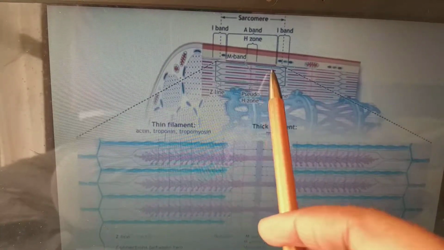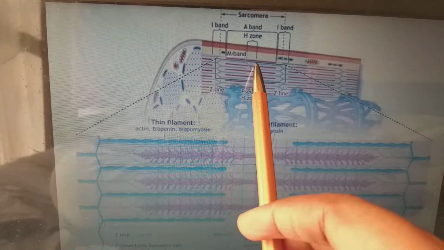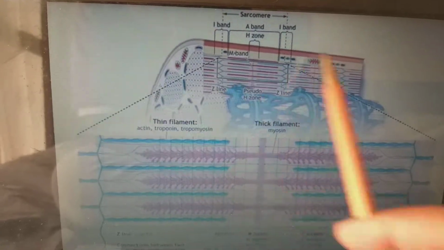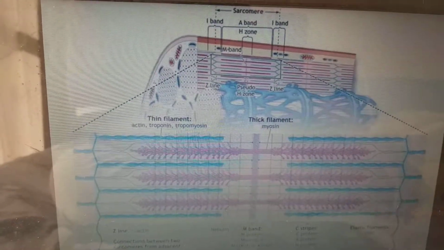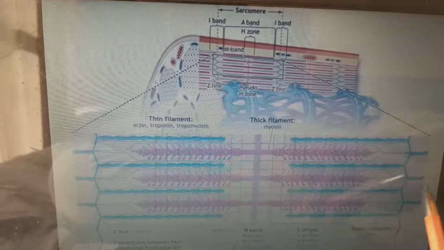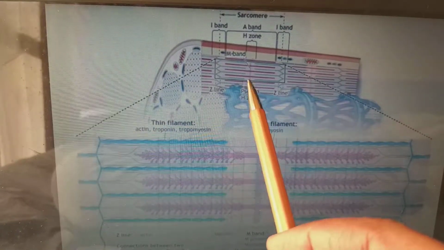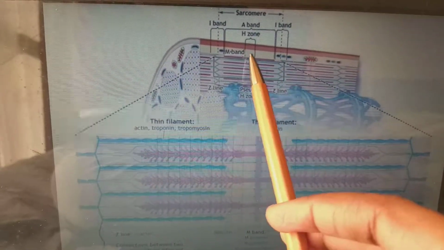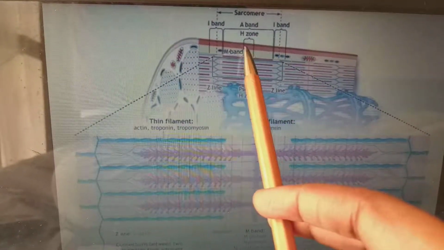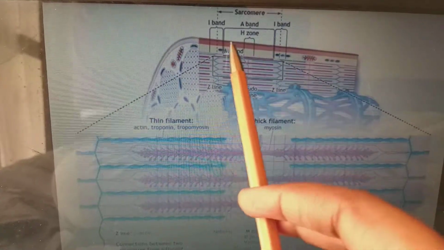During contraction this H zone will not be there, because the overlapping of actin and myosin decreases the H zone. So these are the lines. Once again, we have the Z line, and between the Z lines is the sarcomere. We have the M line and the H zone, which is Hensen's zone, and we have the A band, and on either side of the A band we have the I bands.